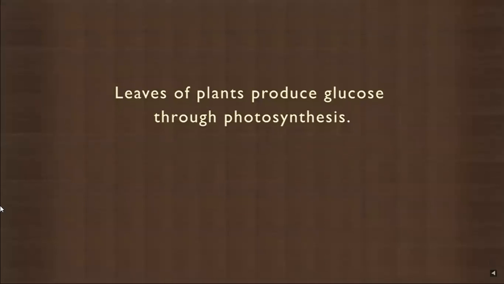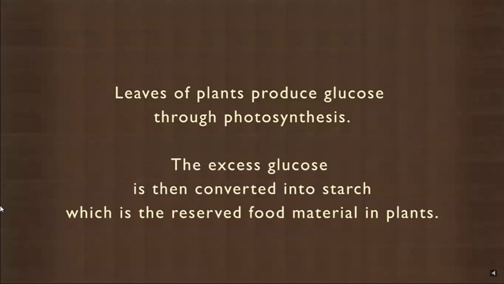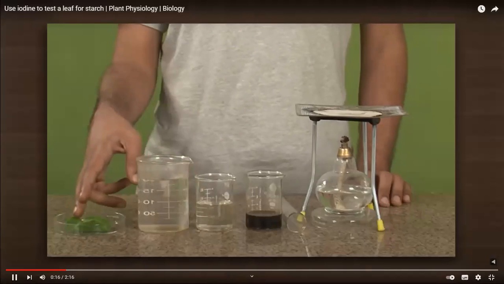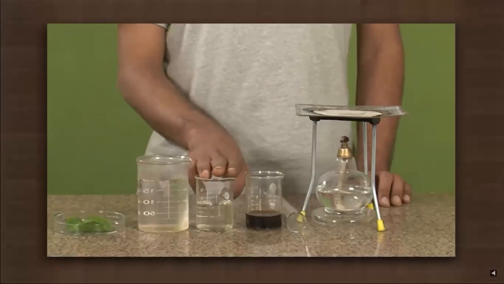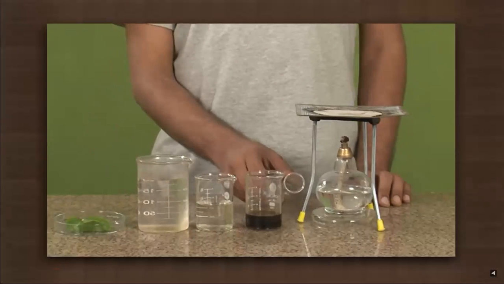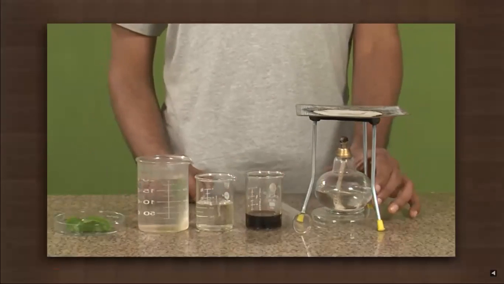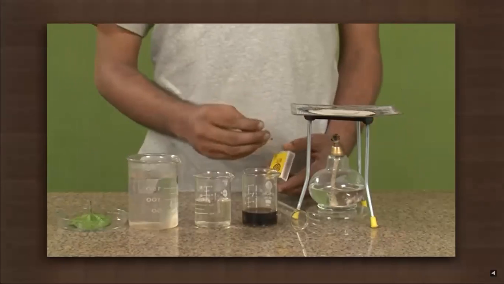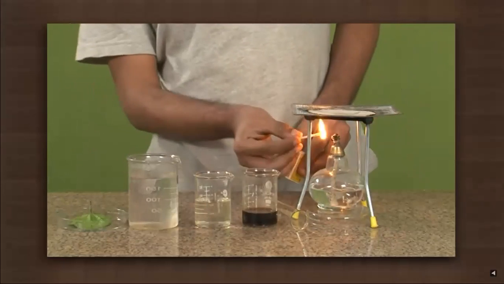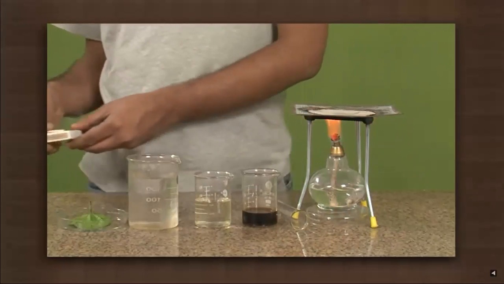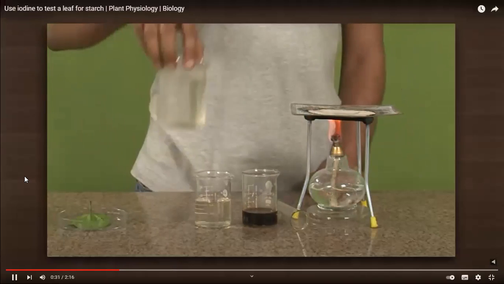Produce glucose through photosynthesis. The excess glucose is then converted into starch, which is the reserved food material in plants. Let us do a small experiment to test the presence of starch in leaves. We need a leaf, boiling water, alcohol, iodine solution, test tube, spirit lamp. Instead of spirit lamp, we can take a Bunsen burner also. Take a leaf from a plant that has been exposed to sunlight for several hours.